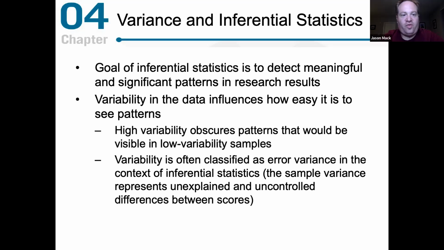So the goal of inferential statistics is to detect meaningful and significant patterns in research results. Variability in the data influences how easy it is to see patterns. High variability obscures patterns that would be visible in low variability samples. Variability is often classified as error variance in the context of inferential statistics. The sample variance represents unexplained and uncontrolled differences between scores.